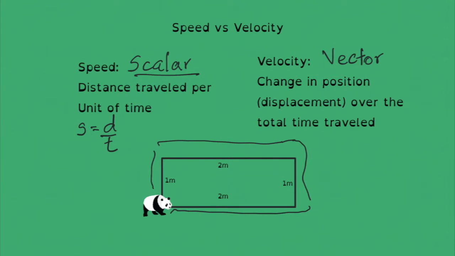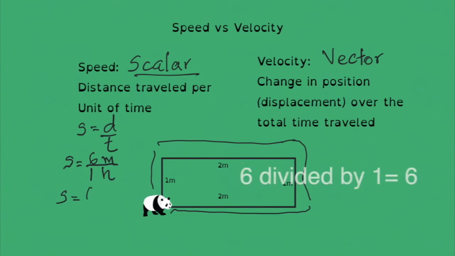So in our formula, distance is going to be 6 meters. And to make this very simple, we're just going to say that it happened in 1 hour. So the speed in this simple problem is going to be 6 meters per hour, right? But let's look at velocity.